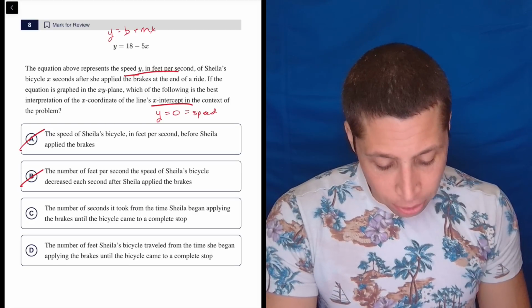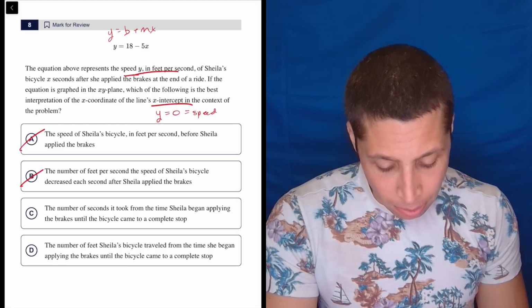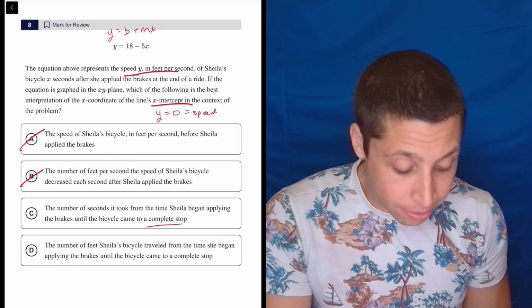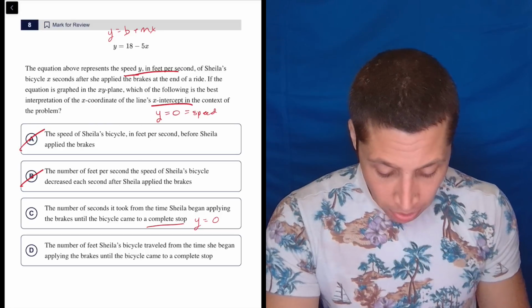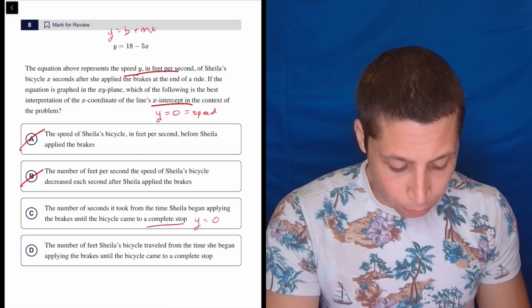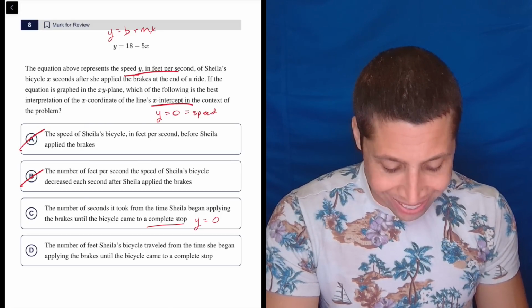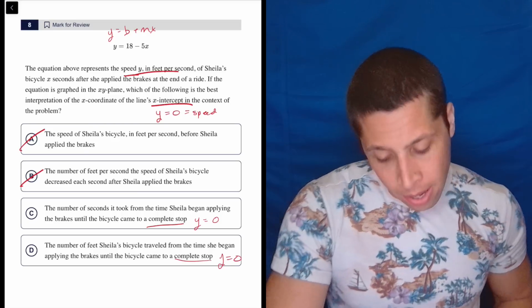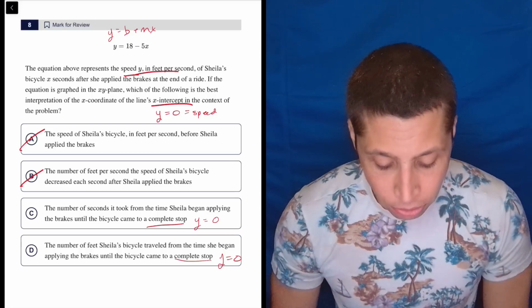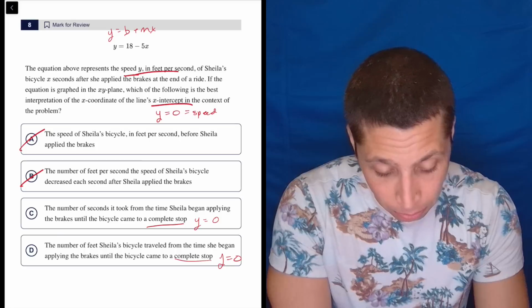C, the number of seconds it took from the time Sheila began applying the brakes until the bicycle came to a complete stop. Well, if it's at a complete stop, y is 0. So maybe, let's keep that open. D, the number of feet Sheila's bicycle traveled from the time she began applying the brakes until the bicycle came to a complete stop. So also that has y equals 0. So, okay, that part is there. So what else can we do? Let's just see what else is different between these choices.